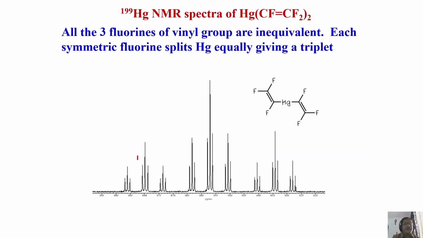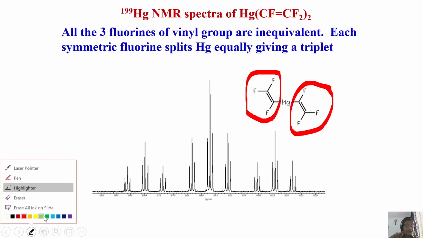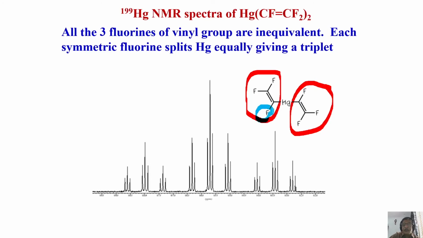This is a classic molecule which I showed you as an example of a multiplicity pattern called triplet of triplets, when I was analyzing. Now, all fluorines of the vinyl group are not chemically equal; all 3 fluorines are inequivalent. Each symmetric fluorine splits mercury equally. It means these 3 fluorines are not identical. But interestingly, this fluorine will split this mercury, and this fluorine will split this mercury, both to an equal extent, with the same coupling strength.